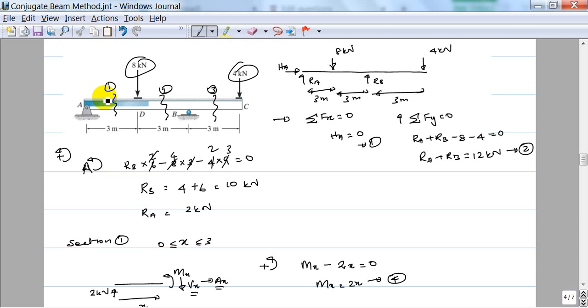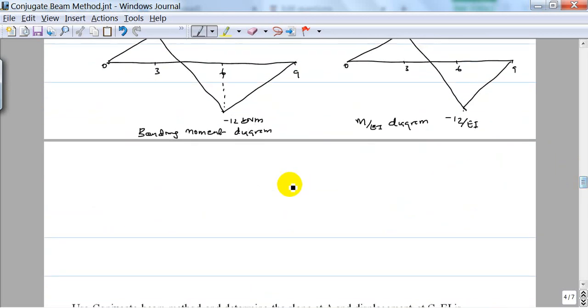If you consider point C in the real beam, that can have deflection and that can have slope, means in the conjugate beam there can be shear force and there can be bending moment, so it should be a fixed support. So if I draw the conjugate beam, okay, so this is my conjugate beam.